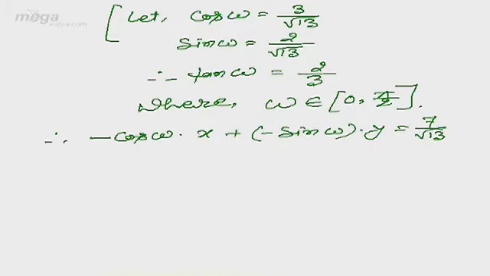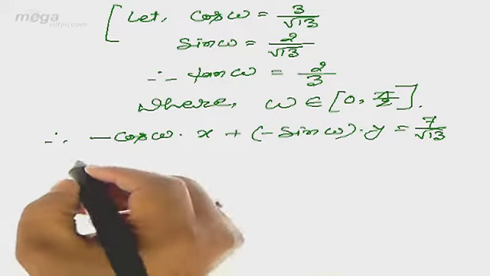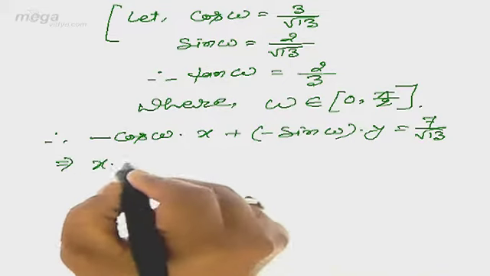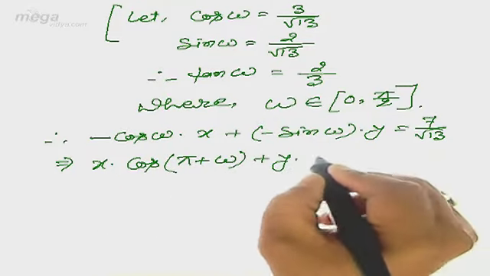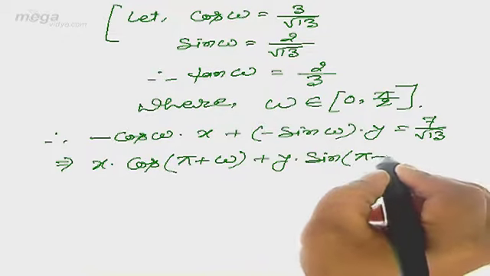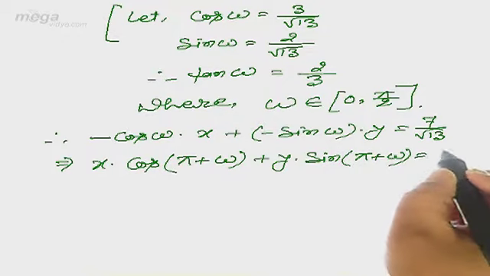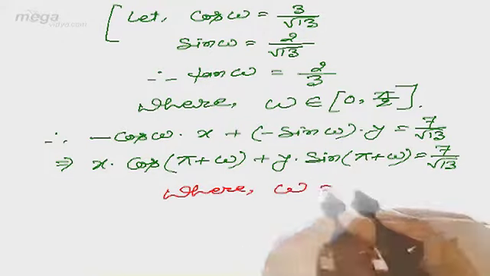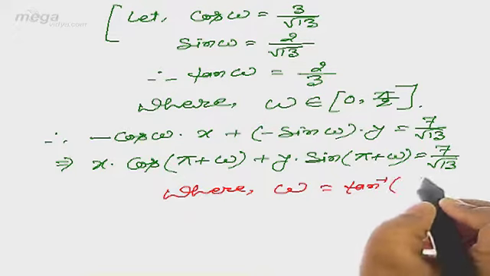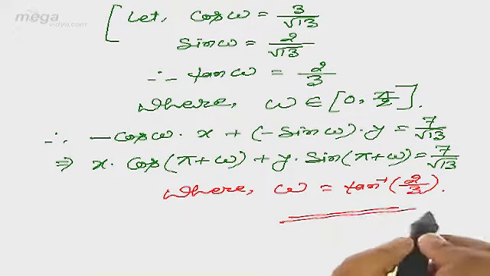But here both cos and sine come out negative. So now we'll use the quadrant. Sine and cos are both negative in the third quadrant, and in the third quadrant the angle we will write here as x cos of (pi plus omega) plus y sine of (pi plus omega) is equal to 7 by root 13, where omega is tan inverse 2 by 3, and this is your final answer.